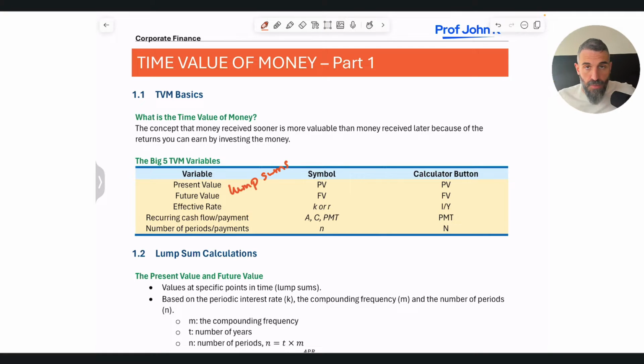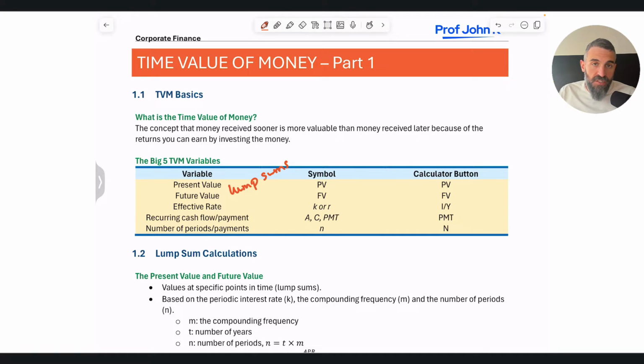So these are lump sums. These are basically just amounts at particular points in time. So the present value is a value today, some amount today at the present day. The future value is some amount in the future. So for example, if I have $1,000 today, that's a present value. But if I want to have $1,000 in 4 years, that would be a future value. The symbols are pretty self-explanatory, PV and FV.